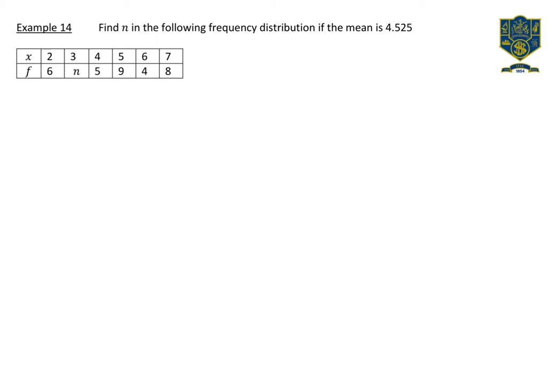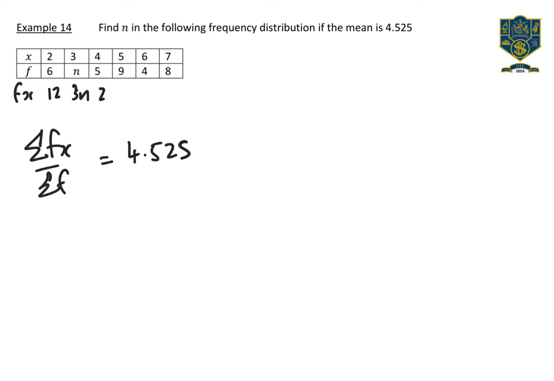Example 14, find n if the mean is 4.525. So what we know is that mean is sigma fx over sigma f, and that's going to equal 4.525. So if we work out an fx column, we're going to have 2 times 6 is 12, 3 times n is 3n, 4 times 5 is 20, 5 9s are 45, 6 4s are 24, and 8 7s are 56.